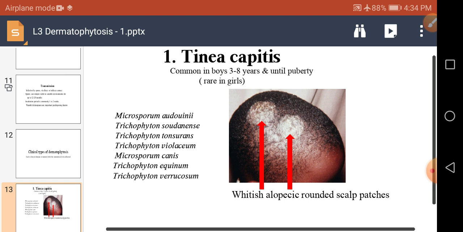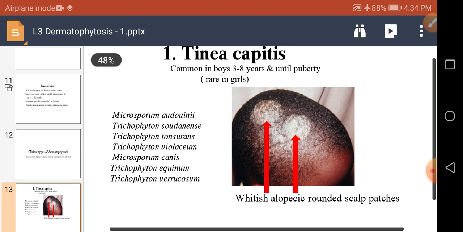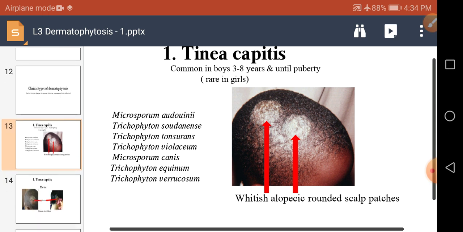The fungi that can cause tinea capitis, for example, Microsporum audouinii, Trichophyton soudanense, and this is an anthropophilic one, Trichophyton tonsurans, Trichophyton violaceum, Microsporum canis, Trichophyton equinum, Trichophyton verrucosum, and still there are other fungi that can cause tinea capitis.